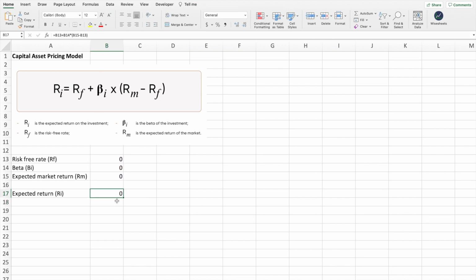After you do that, you have everything set in place. Automatically, you're going to be able to get the expected return using the capital asset pricing model once we enter the different variables right here. And that's what we're going to do next for Apple.